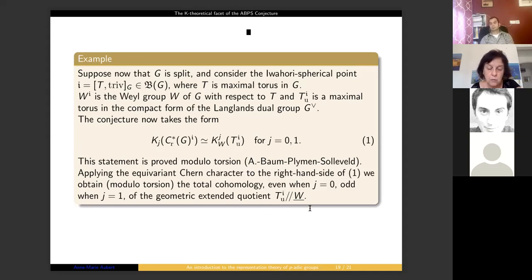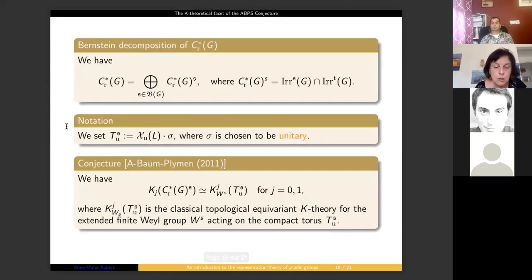So here we see that what shows up is an extended quotient again, but where instead of taking the usual torus, we just take a compact torus. So this is the special case, but we can look again at the conjecture.